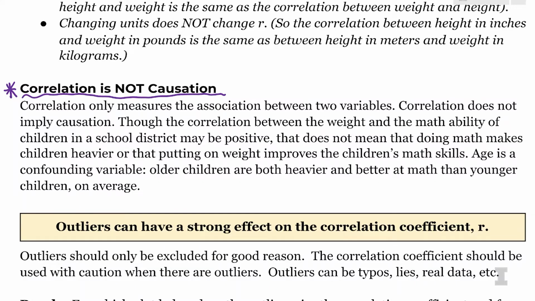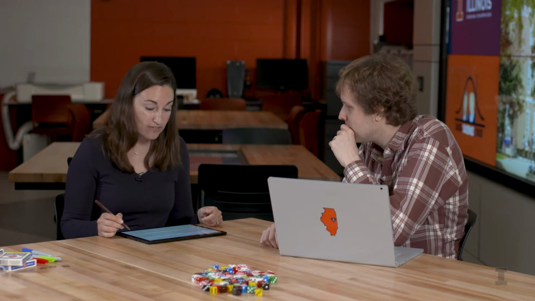An example we have here: the correlation between weight and math ability of children in a school district may be positive. Math ability may increase as the kids get heavier because they're getting older. But that does not mean that doing math makes children heavier or that putting on weight improves children's math skills. So would you say there's a confounder there? Exactly. Here, age would be the confounder. Age is a confounding variable because older children are both going to be heavier just because they're older and better at math than younger children on average.